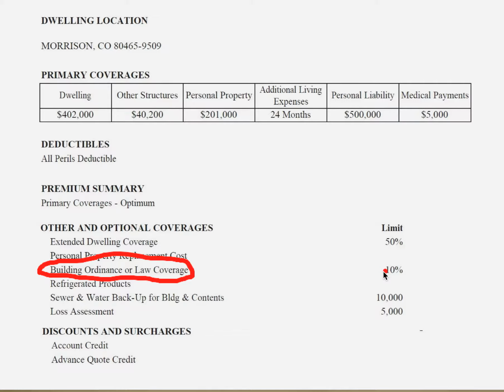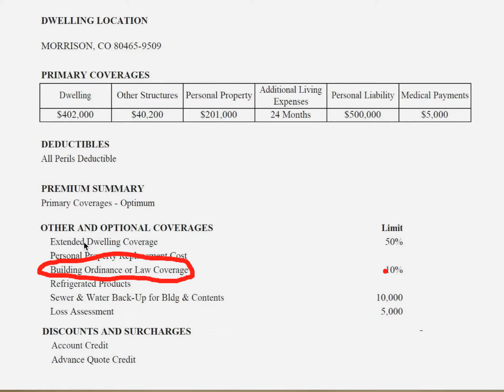That's a pretty typical percentage for this coverage. Usually we'll see anywhere from 10 to 20%, and that's of the dwelling amount, just like other structures and personal property. What this is, and I'll give you a couple examples. Let's say the city comes in and says, hey, your fence needs to be moved back. We're buying the land behind your house, and we found that you're on the land. We need you to move your fence back 2 feet. Your building ordinance of law coverage would pay for you to have to move that fence.